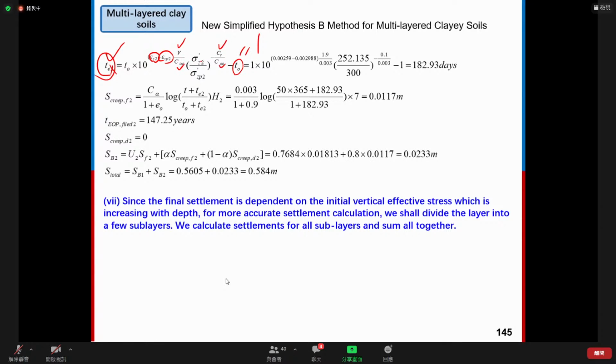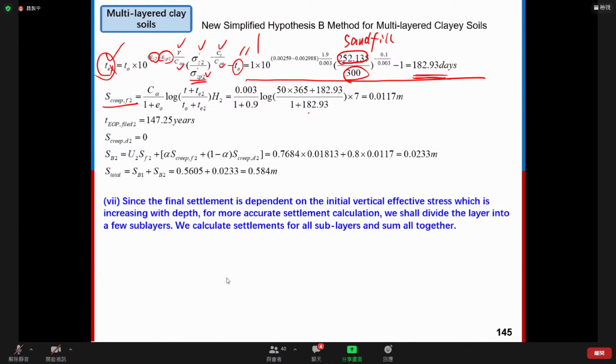T equal to 1, right? And the stress state, the pre-consolidation stress for the layer, okay, the second layer. And this is the final stress state of the second layer after the SEM field is placed, right? So all the parameters we know already. So we get this value for the TE.